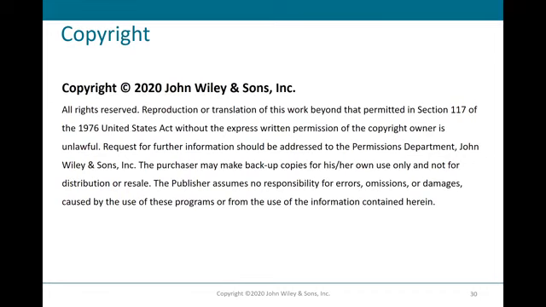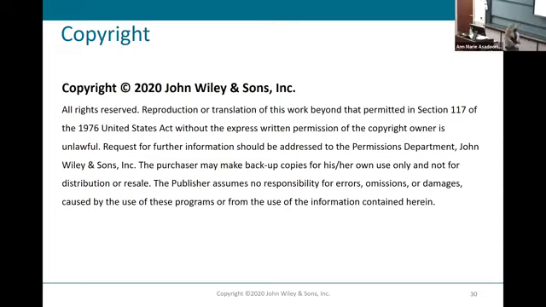So is the homework to read chapter 4? 2. 2? Okay. Yes. 2.